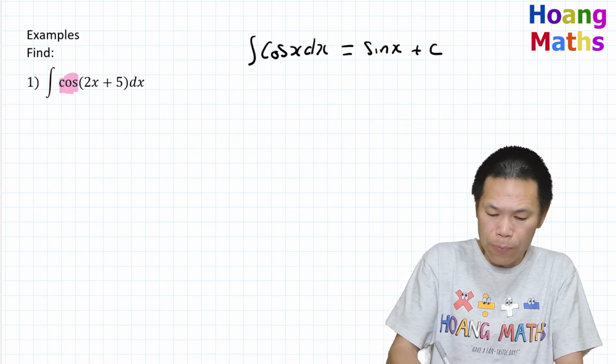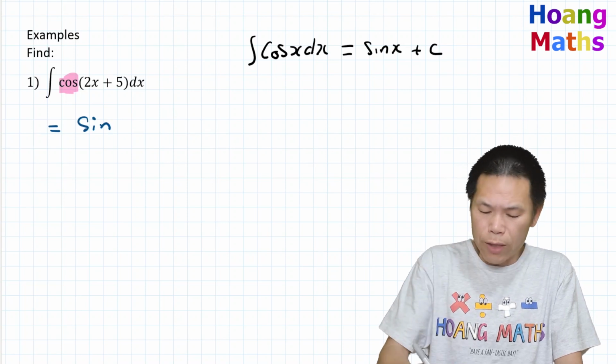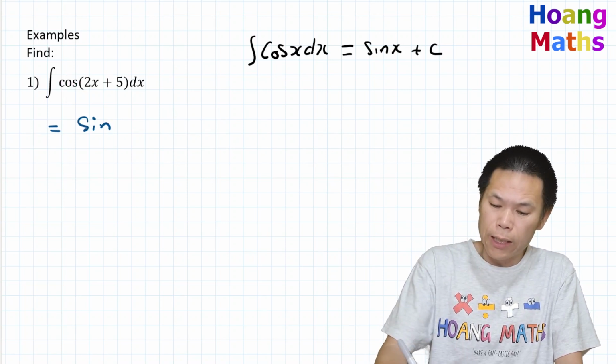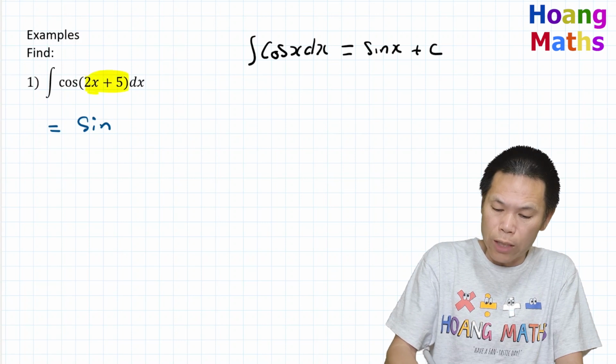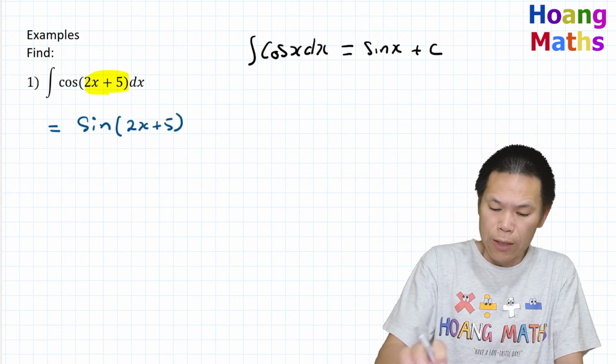So we just write this down. That will give us sine of whatever that angle is. In this case, the angle is 2x plus 5. So let me just write this down. Sine of 2x plus 5.